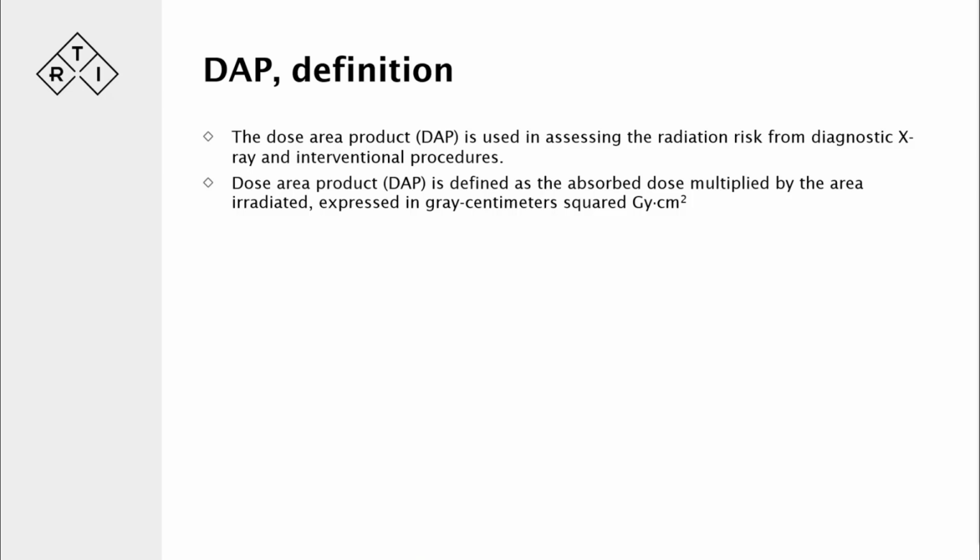The definition is the absorbed dose multiplied by the area that is irradiated. The expression there is typically in gray square centimeters, or the SI unit would be gray square meters. But of course, depending on the radiation levels, you'll see milligray or microgray square centimeters, or even square millimeters. They're interchangeable, but the SI unit is gray square meters, and that's by multiplying the dose with a square meter area.